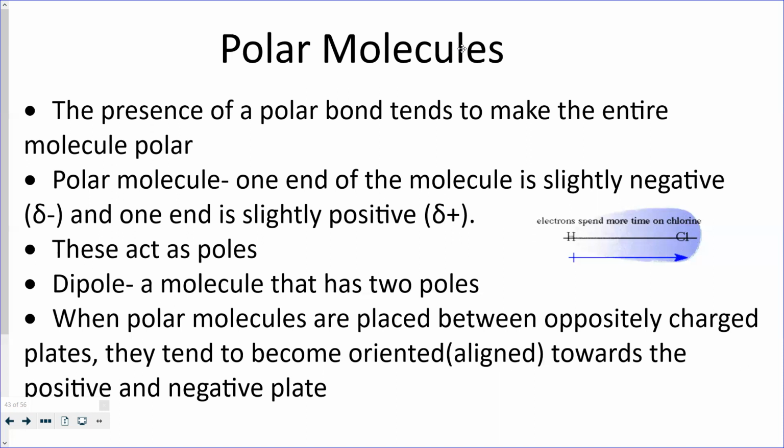So when polar molecules are placed between oppositely charged plates or magnets, they tend to become oriented or aligned towards the positive and negative plate. So all of the positive ends of the molecules will kind of be facing the negative magnet, whereas the negative ends of the molecules will all face the positive magnet, since those opposite charges attract one another.